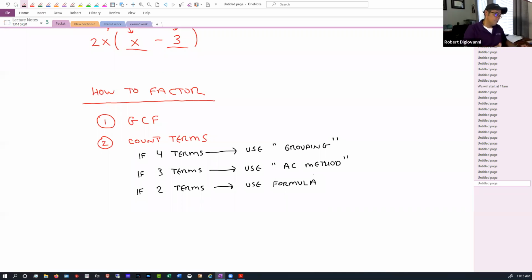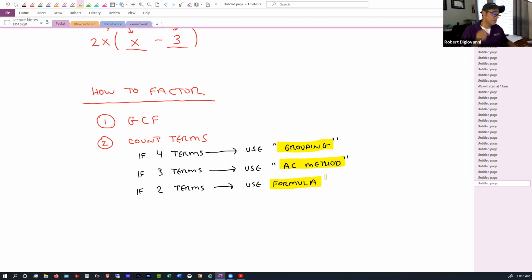I mean, it's like you just do GCF and then it's just going to be one of these 3 things: 4 terms, 3 terms, 2 terms. The problem is each of these techniques, grouping, AC method, and the formula, there's a lot in those. So we're going to start out with an example, and we're going to start out with 4 terms as an example, and then we'll work our way down to 3 terms and 2 terms.